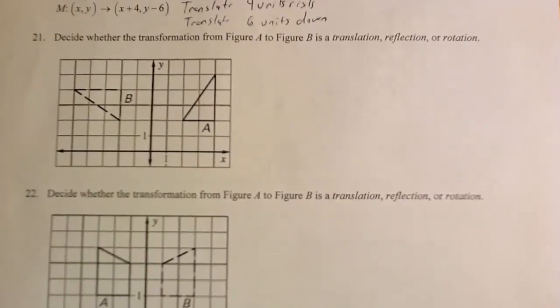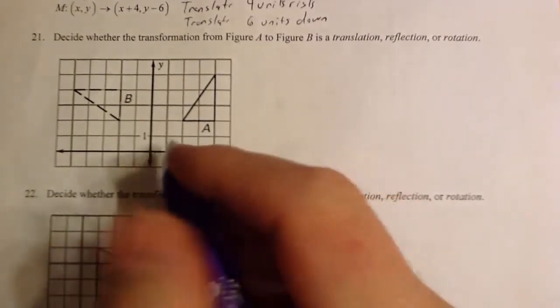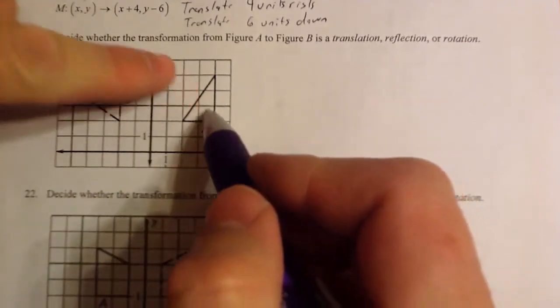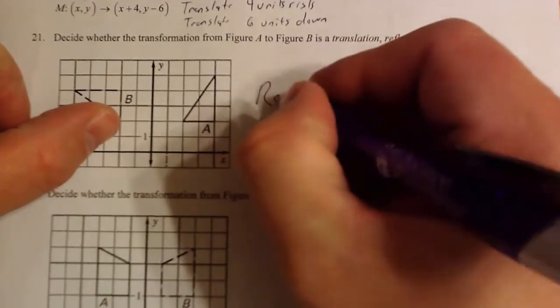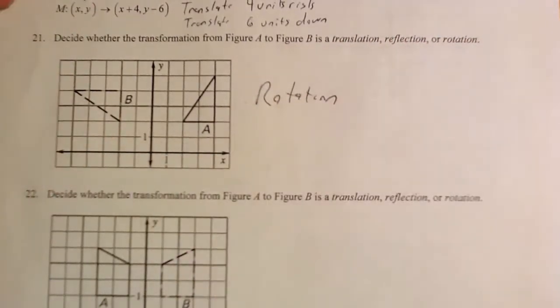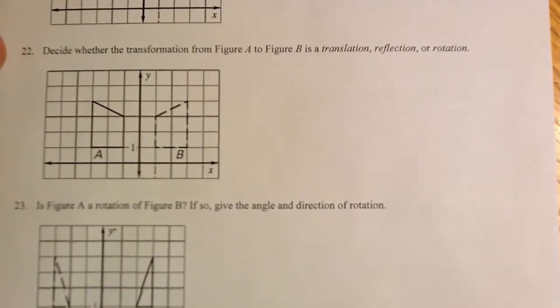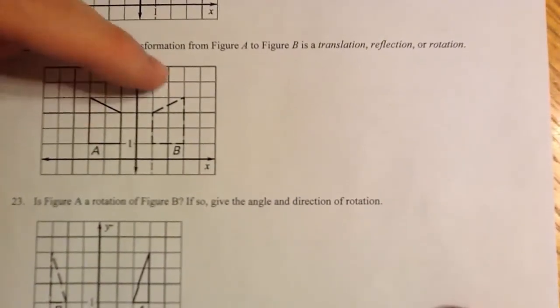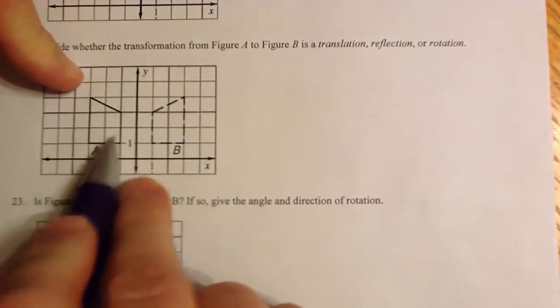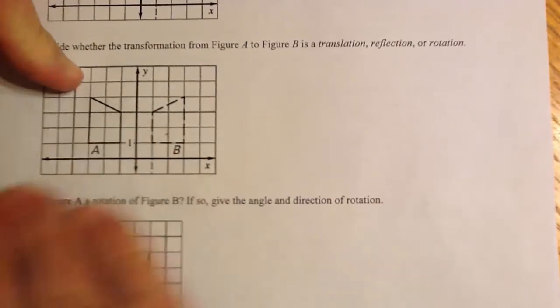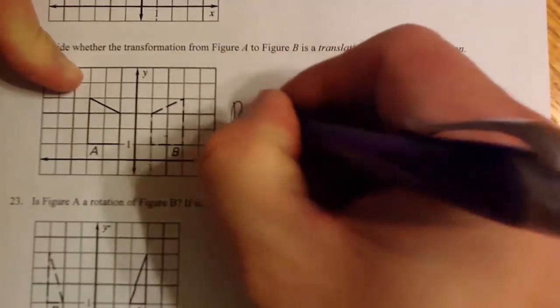Okay, question 21. Decide whether the transformation from figure A to figure B is a translation, reflection, or rotation. Alright, seeing how figure A to figure B looks like your object is rotating around, so this is a rotation. Question 22. Decide if this transformation from figure A to figure B is a translation, reflection, or rotation. Since it looks like this is a mirror image or a copy of itself reflecting over, this is a reflection.